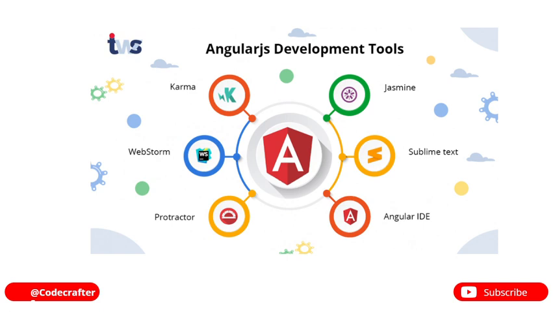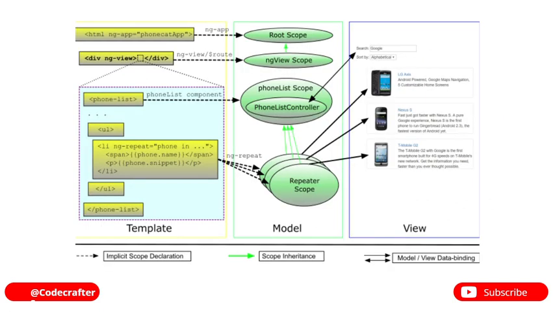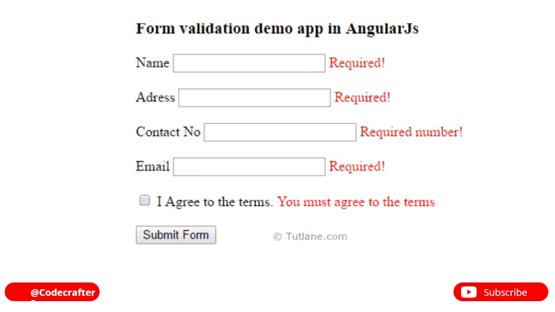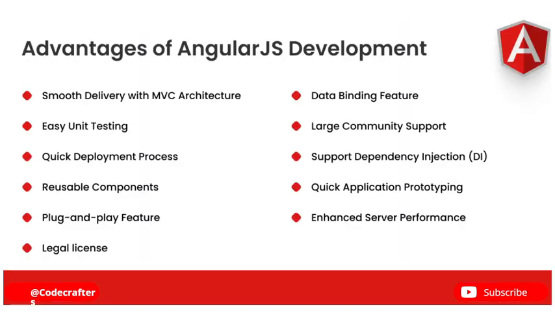Testing. AngularJS comes with built-in support for unit testing, which makes it easier to write and execute tests for individual components of an application. Routing. AngularJS provides a built-in routing mechanism that allows developers to create single-page applications with multiple views and navigate between them without reloading the entire page. Form validation. AngularJS provides form validation features that allow developers to validate user input easily and provide feedback to users in real time.